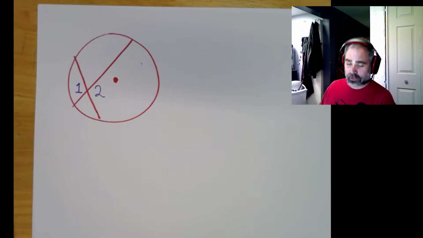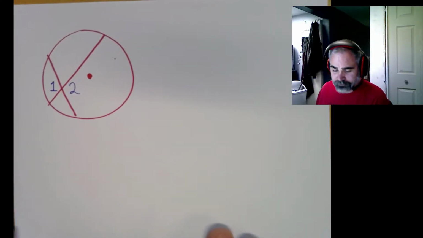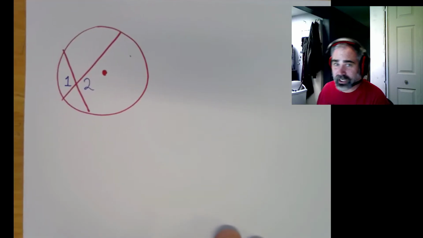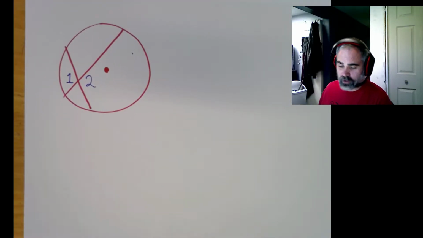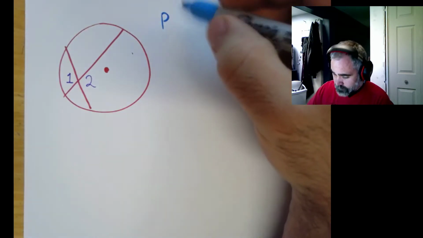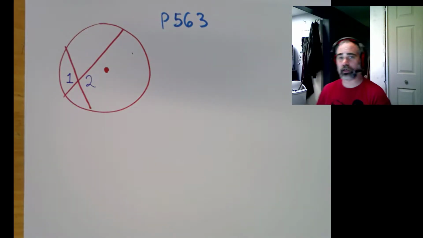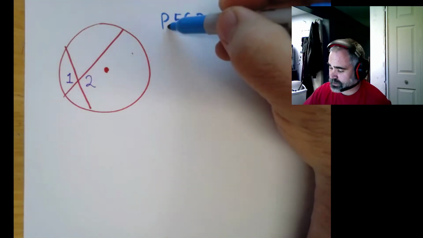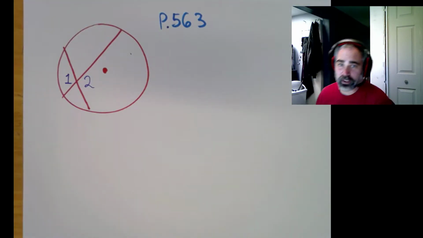All right, so we'll start with this one right here. How the heck do you find angle 1 and angle 2? I'm going to tell you right now, it has to do with the arc measures. You can see all these theorems written out for you on page 563 in Big Ideas. Again, if you are watching along and you are not using Big Ideas, then just go ahead and copy the theorems because I'm going to write them down for you anyway.